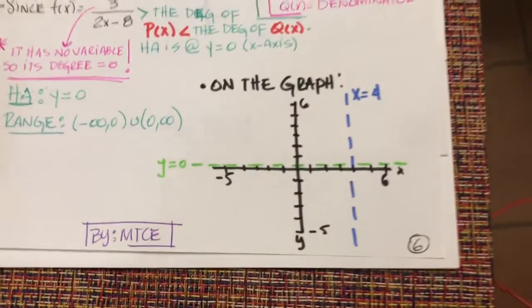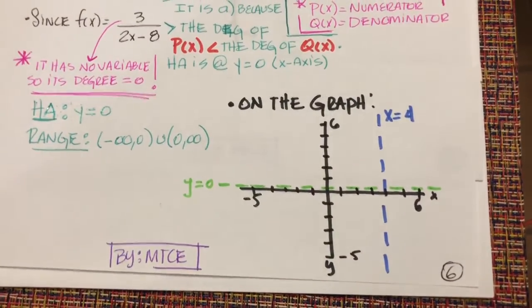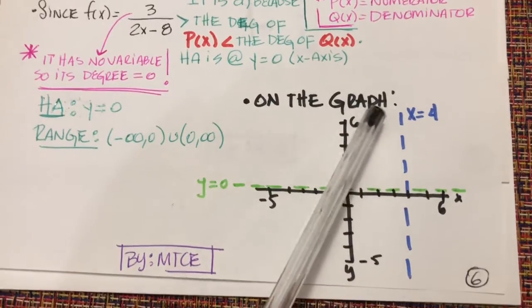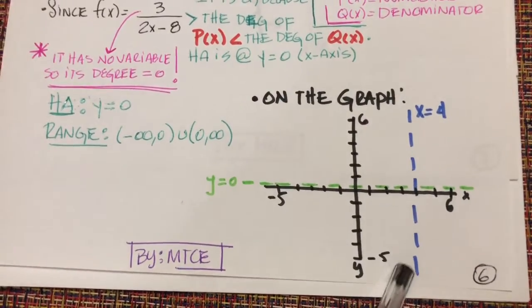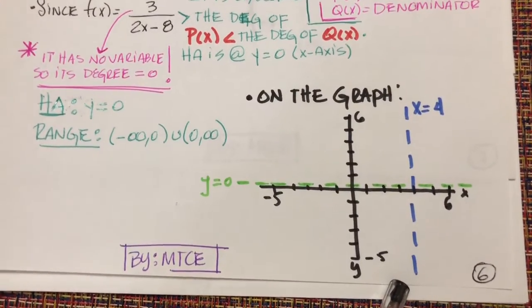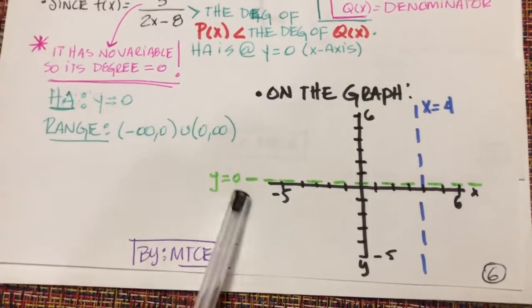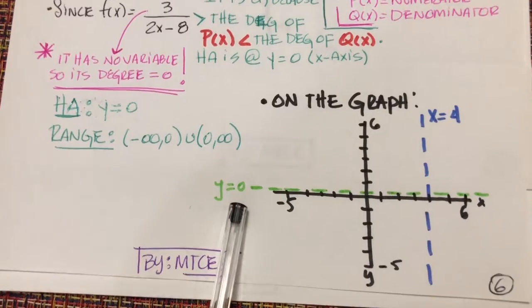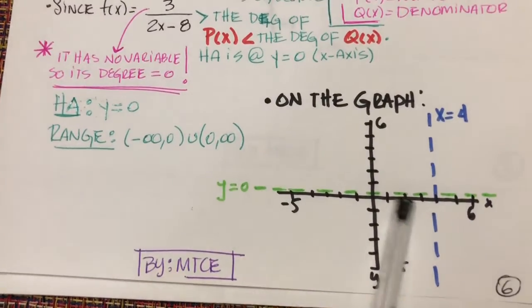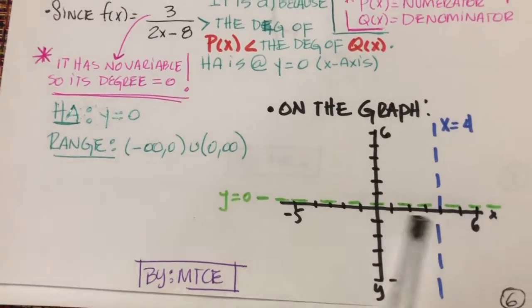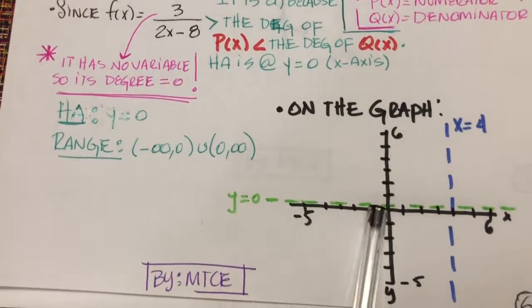So on the graph, the vertical and the horizontal asymptote are going to look as follows. The vertical asymptote, which was x is equal to 4, is a vertical dashed line passing through the x-axis at the value of 4. And the horizontal asymptote, which was y is equal to 0, is exactly at the x-axis, or cutting the y-axis at exactly 0.